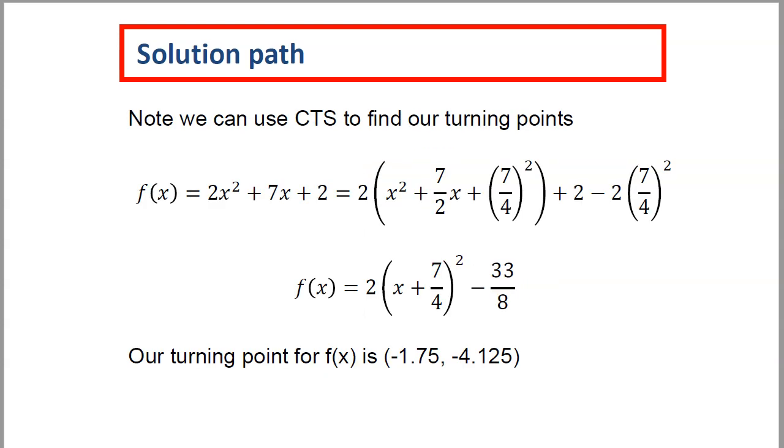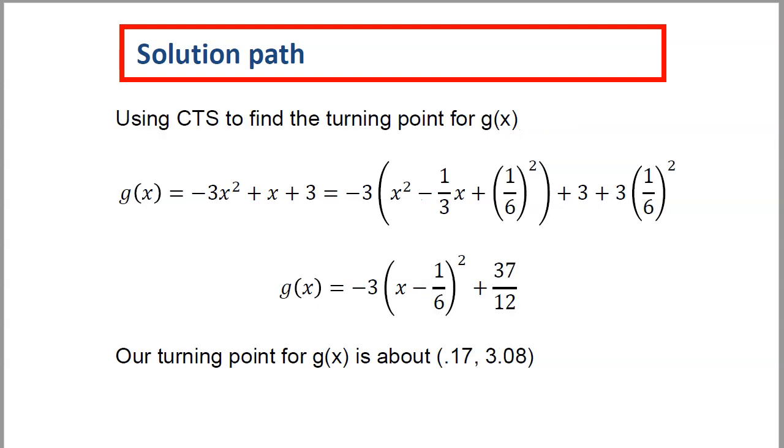And we can also use completing the square to find our turning points for these not as pretty functions. For f of x, we factor out the 2, we add in b over 2a squared, and we get f of x equal to 2 times quantity x plus 7 over 4 squared minus 33 over 8. So our turning point for f of x is negative 1.75 and about negative 4.125.